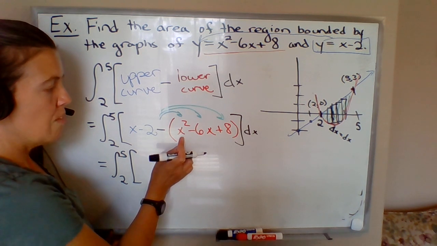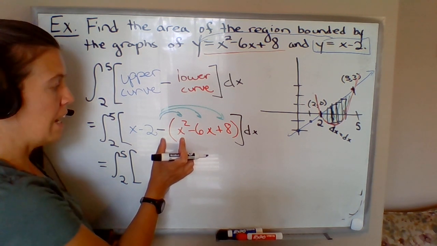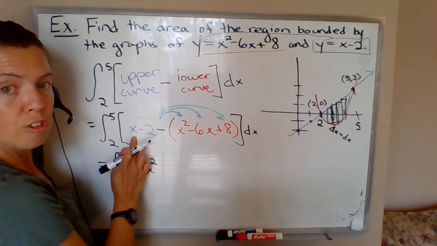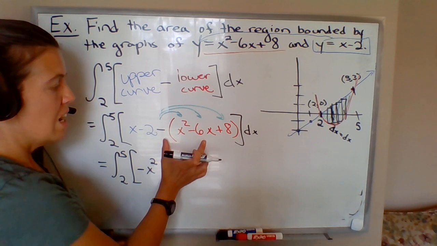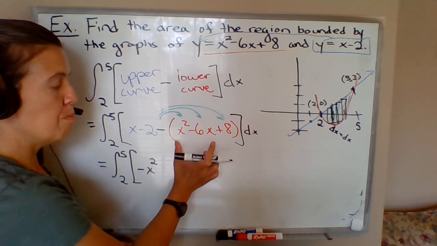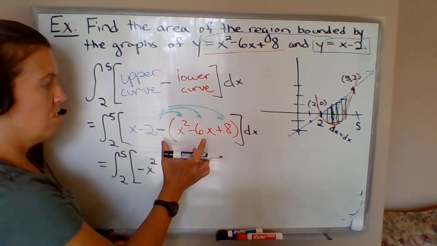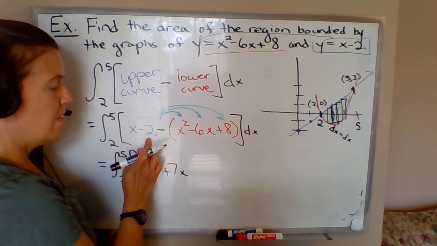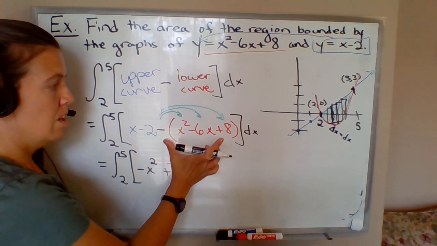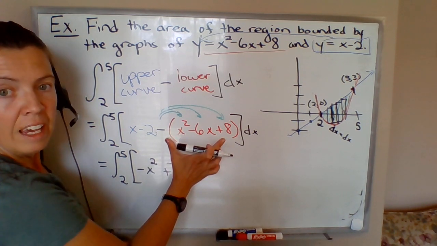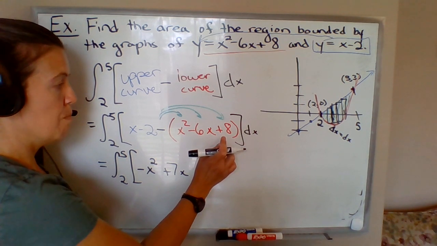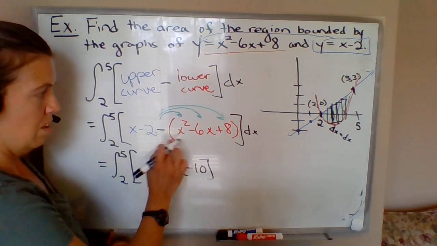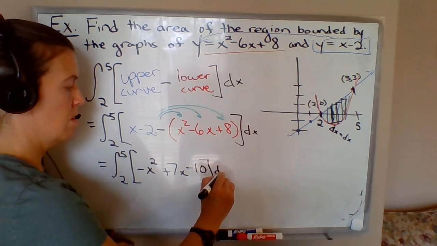So we have this one squared term, which will be negative x squared when you distribute the negative. As far as x to the first, you've got a positive 1x, and when you distribute the negative, this becomes plus 6x. So x plus 6x gives us positive 7x. And then negative 2 combined with the 8, distributing the negative, will be minus 8. So negative 2 minus 8 is negative 10, when we combine like terms.